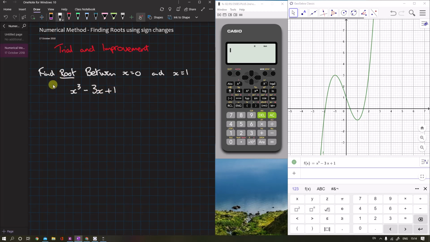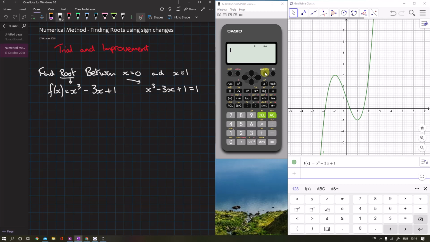So the root is of a function, and all we're actually trying to say when we're finding the root of a function is where is the function output 0, i.e. where does it cross the x-axis. I'm going to show you a fast technique.